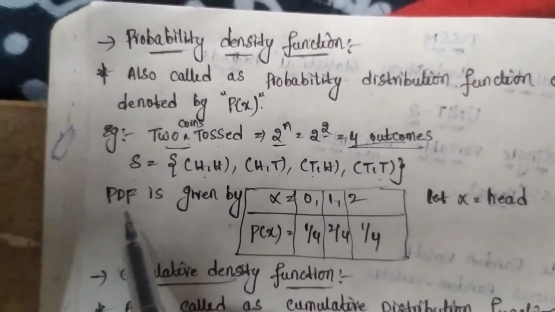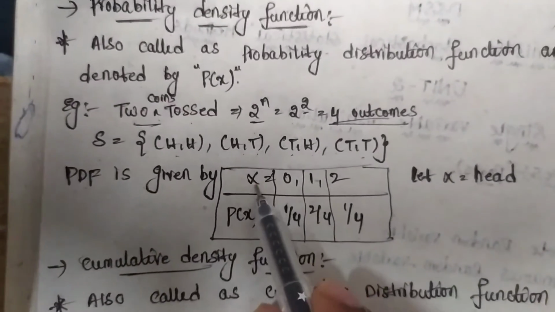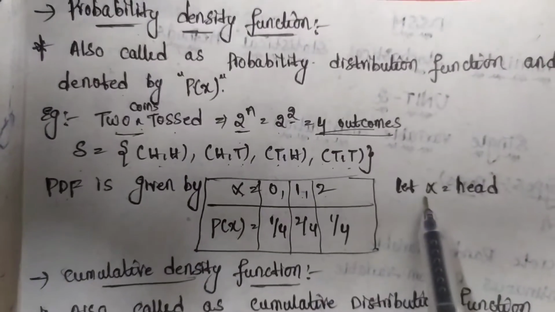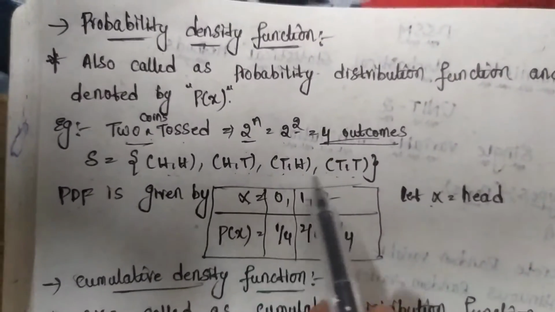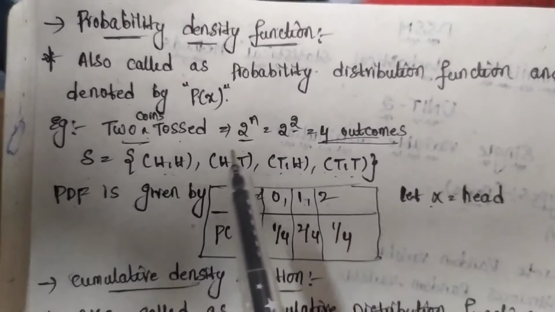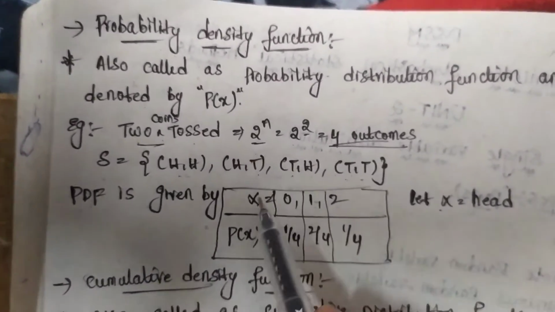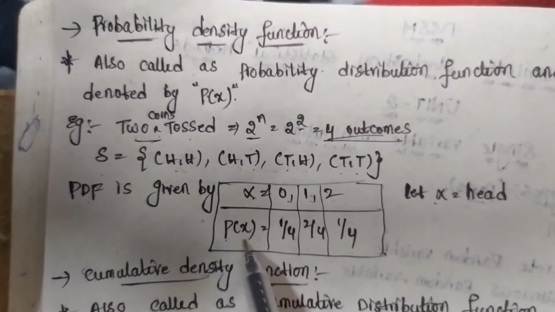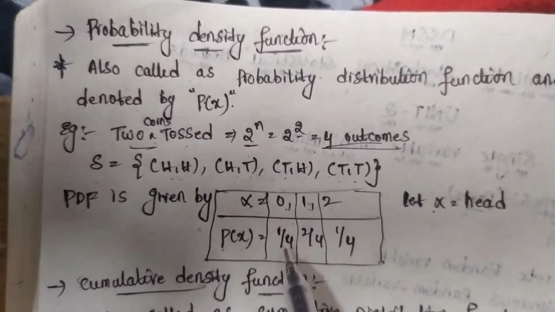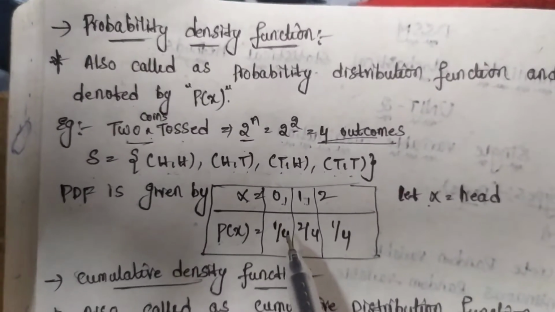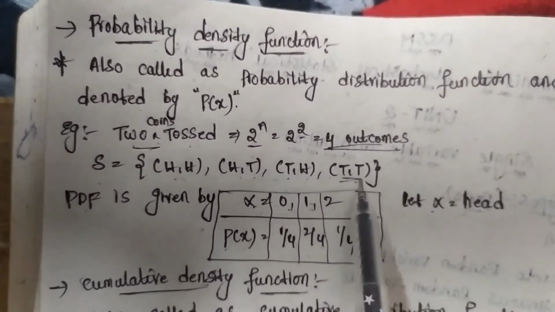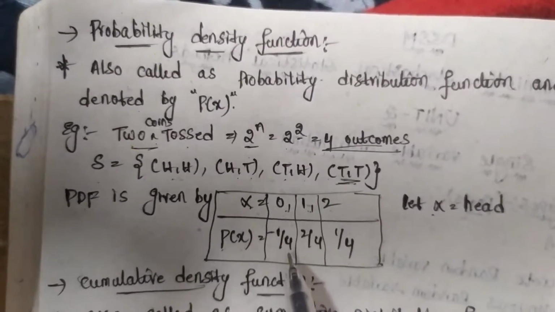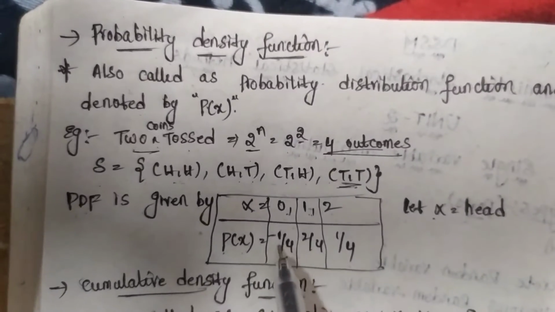The PDF is given by, here x equals 0, 1, 2, because x indicates the number of heads. In these outcomes we have 0 heads, 1 head and 2 heads. Coming to x equals 0, 1, 2, the probability P of x: when x equals 0, how many favorable outcomes do we have? Only one, that is 2 tails. That's why we write the number of favorable outcomes by the total number of possible outcomes, that is 1 by 4.